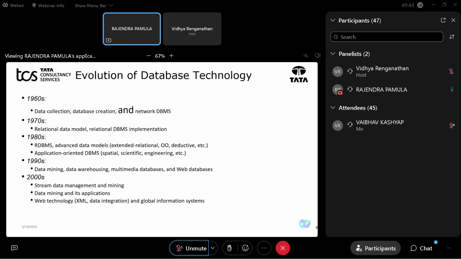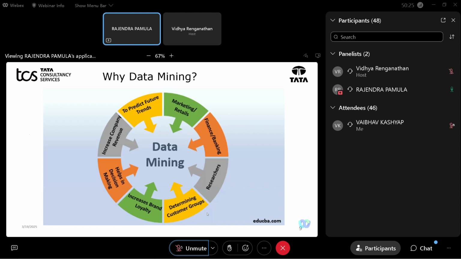In 2000, we have stream data mining and management. That means you have bigger challenges with respect to stream data. For static data, data mining is better, but in stream data, how do you look at the data? What are the challenges that you have? How do you take care of that? That will be different. And finally, we have web technologies for global information systems. We use all the information in terms of web technology, that is global information.